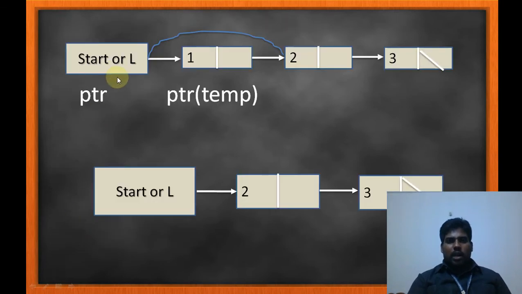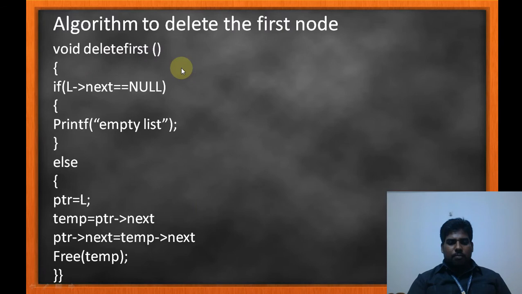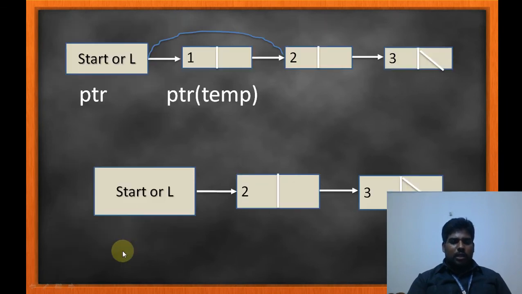See here, this is the starting position. This is PTR. PTR next means this one, and this one will be assigned to the temp here. PTR next means the next node of the L starting position will be assigned to the temp. Now PTR next equal to temp's next. Here it is PTR, PTR next equal to temp's next. This is temp, right, after the first node. Temp's next means this. So I am creating the link from the first position to the second position and make this a temp. Now I am going to delete this temp by using free.